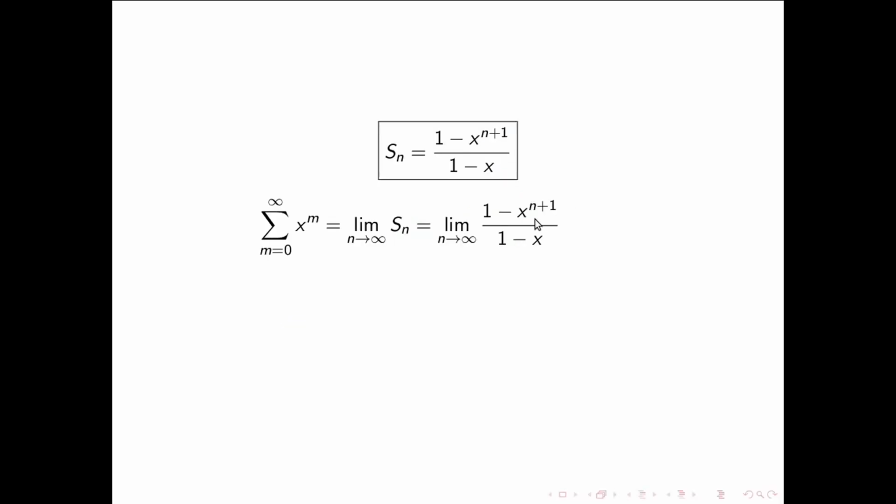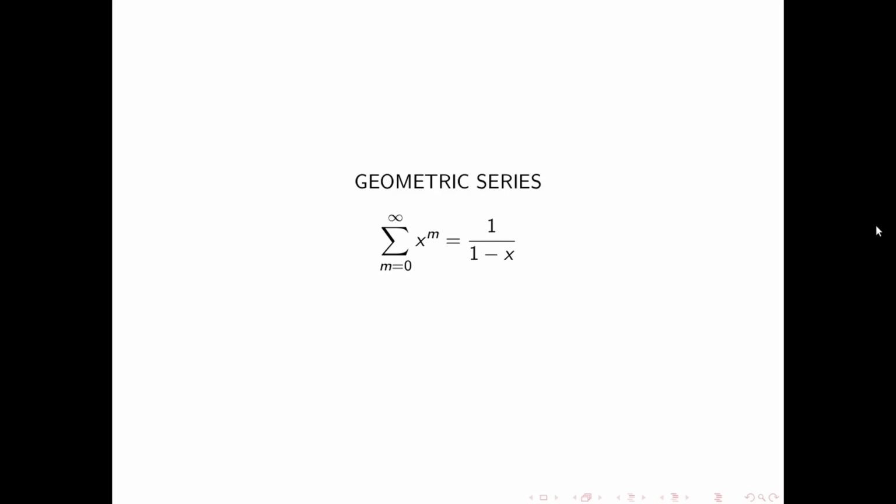If x is between 0 and 1, this limit will be 0, and we obtain our equation 1 over (1 minus x). This is the result of the geometric series. Notice that this equation only works when x is between -1 and 1, because then the absolute value will be between 0 and 1.